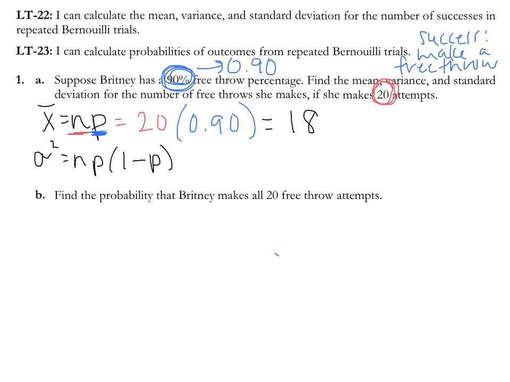So in this problem, once again, n is the number of trials she does, so the number of free throw attempts that she makes. P is the probability that she makes each free throw. So once again, that's 0.90. Now 1 minus P will be 1 minus 0.90, which is 0.10. So if you actually do that calculation out, you should get 1.8.